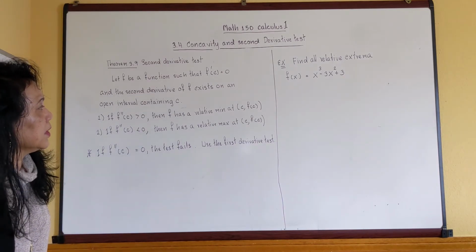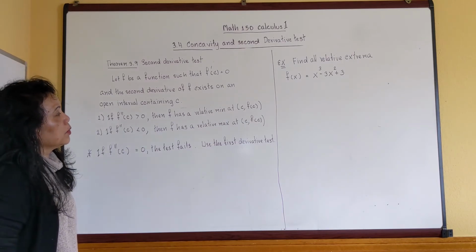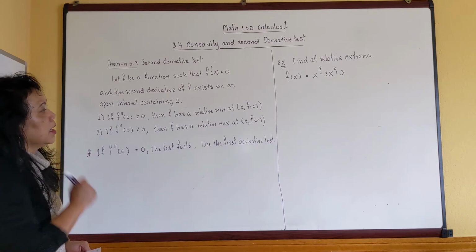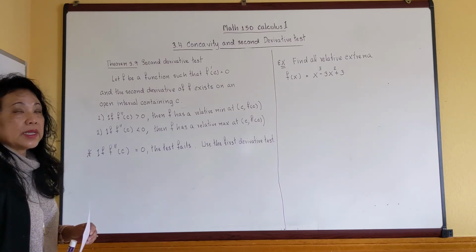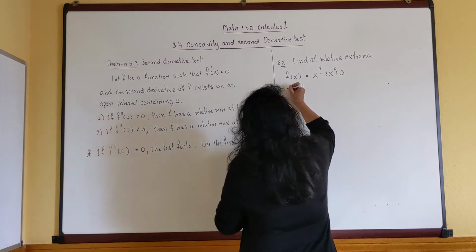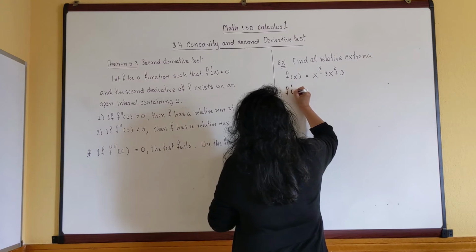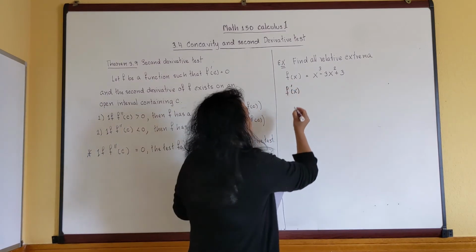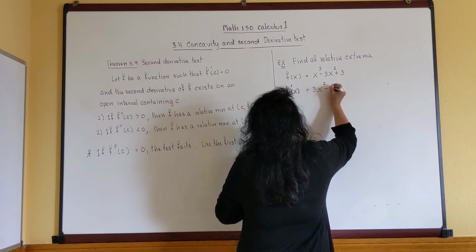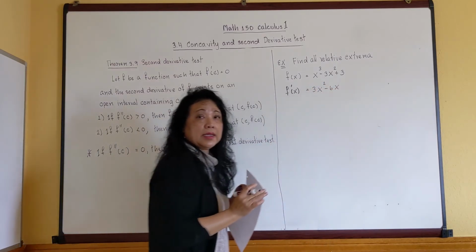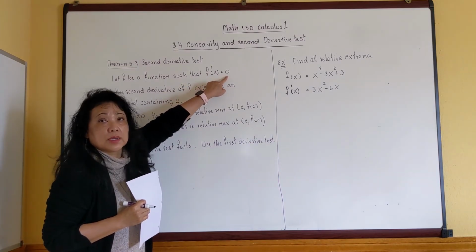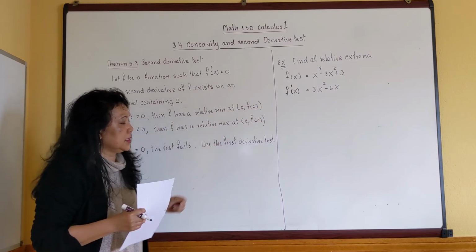Alright, let's look at the example here. Again, we want to find all the relative extrema. So I have a function here, degree 3. First thing I'm going to do, I'm going to take the first derivative. So I'm going to have f prime of x equal to 3x squared minus 6x. That's the first derivative. You set it equal to 0 and solve for c. In this case, it's our x.